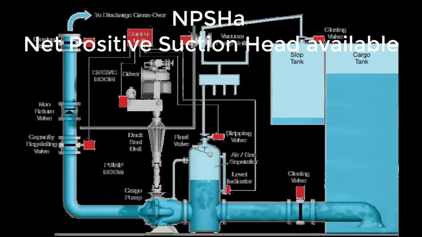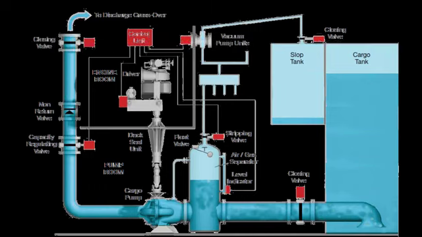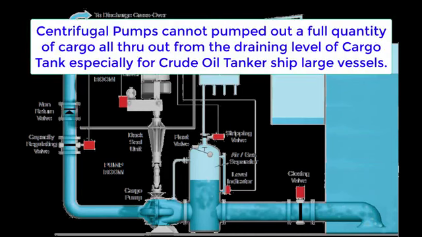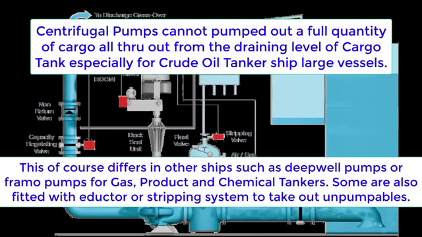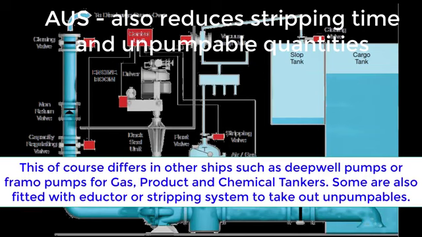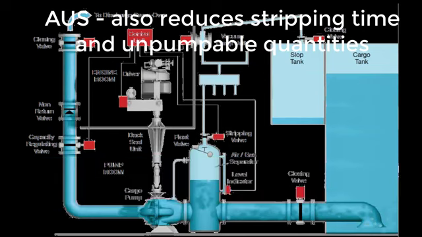Now, actually, a centrifugal type of pump cannot actually discharge the full cargo volume or cargo content of a tank. Eventually, it loses suction, and hence cavitation takes place, and of course, there will be some unpumpable quantity. Thus, the AUS basically optimizes the cargo pumps to their maximum performance before stripping of cargo tanks takes place. Hence, we could say that AUS also reduces stripping time and amount of unpumpable quantities. Let me show you this animation.